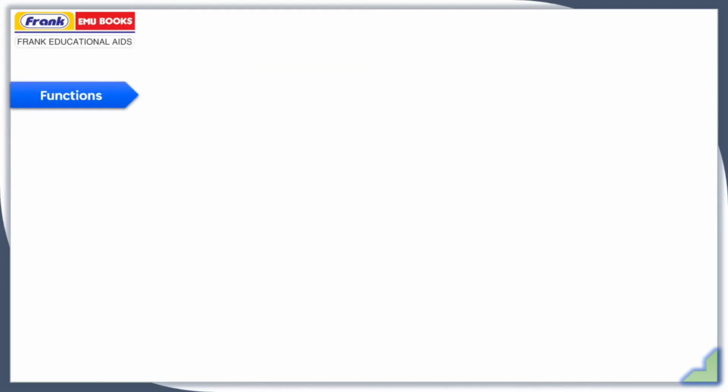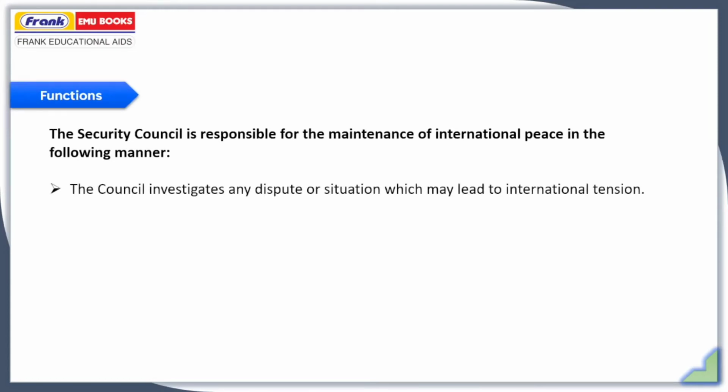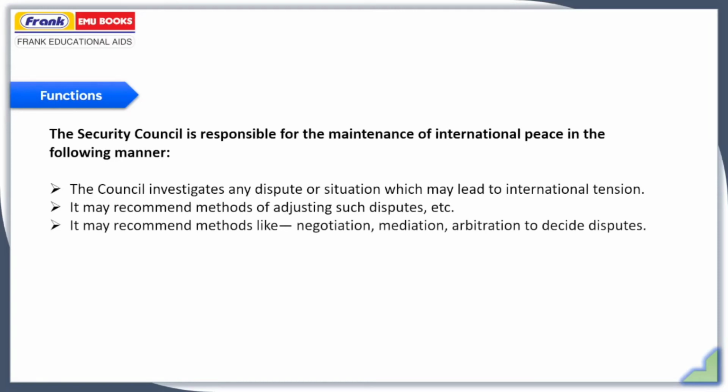Now, what are the functions of the United Nations Security Council? The main task given to the UNSC is to maintain international peace, and it maintains international peace in the following manner. The council investigates any dispute or situation which may lead to international tension. It may recommend methods of adjusting such disputes. It may recommend methods like negotiation, mediation, and arbitration to decide disputes.